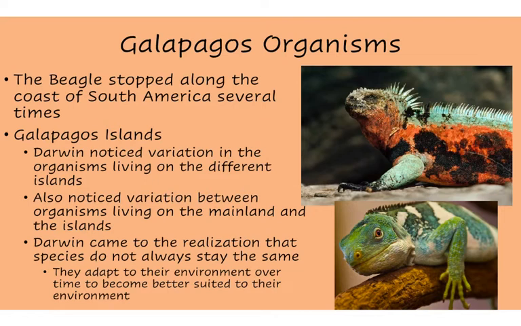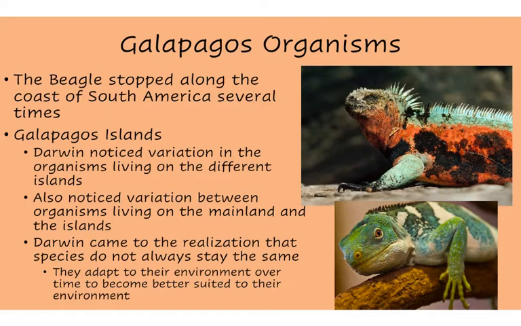And that's what Darwin was seeing. So he came to this realization that species don't always stay the same, that they adapt to their environment better over time to become better suited to that environment. Because we know that they have to become better suited to that environment in order to survive and reproduce. So that idea is natural selection, and we're going to take a look at natural selection in more detail today.